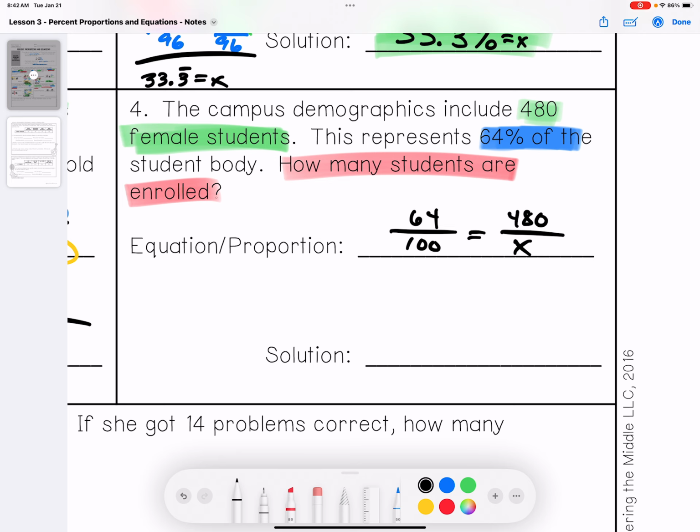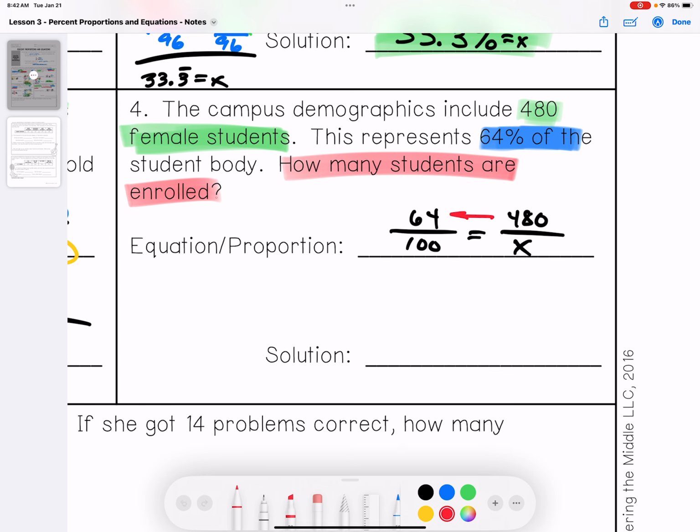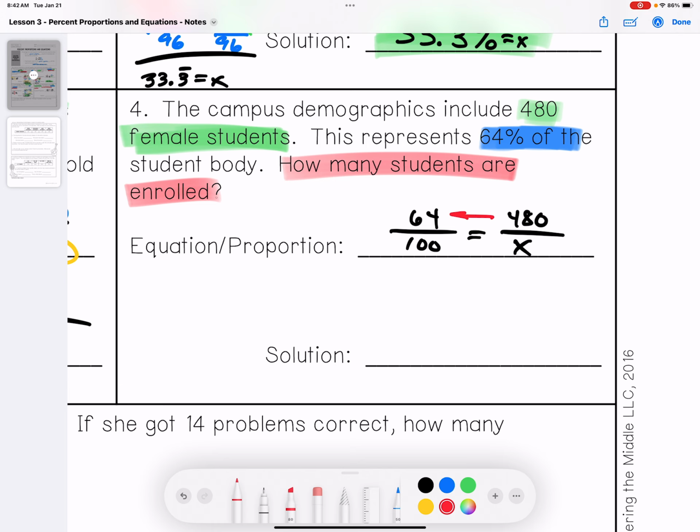Okay, now for you people that like to just do the scaling method, how many times will 64 go into 480? 480 divided by 64 is 7.5. So you need to multiply times 7.5. 100 times 7.5 is 750. There are 750 total students, not males. There's 750 total.